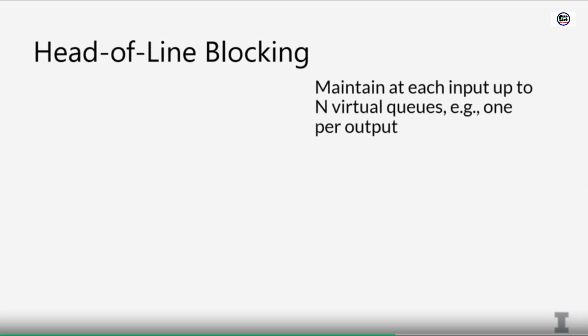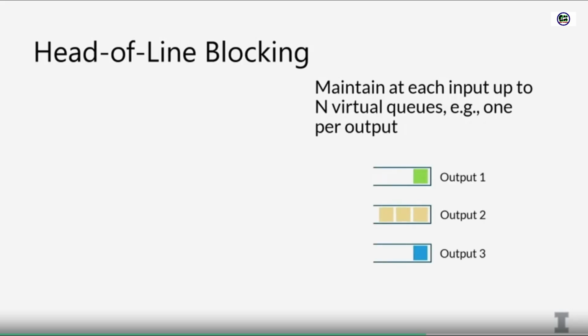Now, what can we do about head-of-line blocking? Well, there are all sorts of things we could do. Maybe we could build hardware that looks behind in the queue and sends other packets. One common solution in routers is the notion of virtualization and virtual queuing. The idea is we're going to maintain at each input multiple virtual queues, for example, one per output. You can also do hashing, where you have a smaller set of virtual queues and you hash your output interfaces to those queues. But in general, it looks something like this.